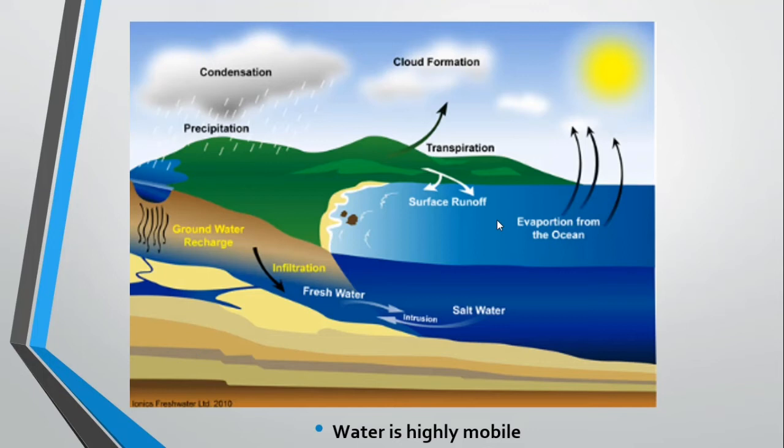If we also compare water and land, water is considered to be highly mobile. So that means it can move around, because it can evaporate, then it will condense. Therefore, the thermal energy that it has could also be transferred to other objects or other surfaces, because water is highly mobile.